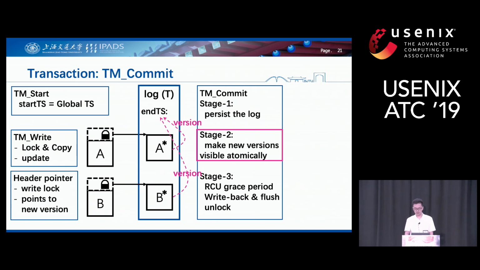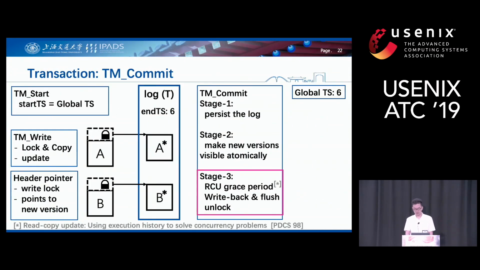When allocating an object copy, Pisces sets the copy's version pointer to the transaction's end timestamp. And in this second commit stage, the transaction's end timestamp will be set to the global timestamp plus 1. Thus, all the object copies are assigned the same valid version number at the same time. After that, the global timestamp will be increased by 1 in order to make all the new versions visible to other transactions.